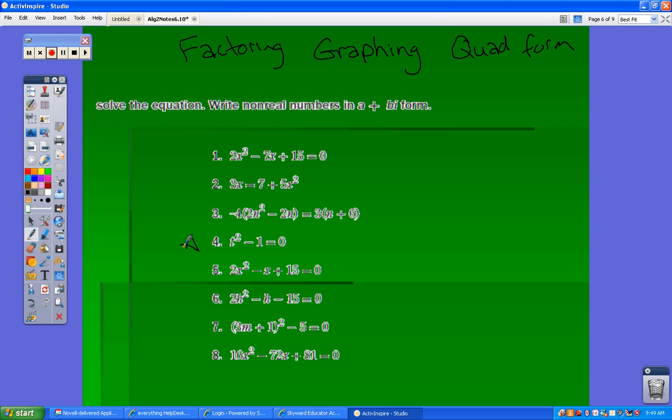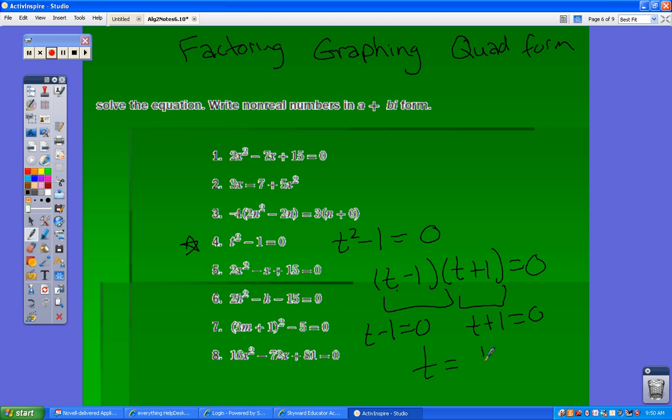I'm going to solve this one by factoring. t squared minus 1 equals 0. This factors very easily: it is t minus 1 times t plus 1. That is a difference of two squares, I hope you remember that. If this is a number and this is a number, when I multiply them together, one of those numbers has to equal 0. So either t minus 1 equals 0 or t plus 1 equals 0. Either way, when I get t by itself, my solutions are going to be plus and minus 1.